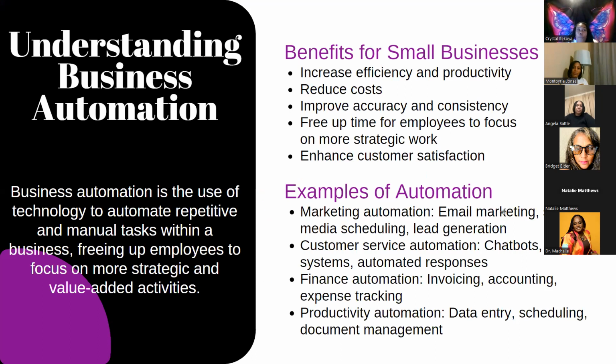So, first, we're going to start with what is business automation? You know, we hear this word all the time, and some people get confused about what that looks like, how they automate their business, and how much it involves. Business operation automation is the use of technology to automate repetitive and manual tasks within a business, freeing up employees to focus on more strategic and value added activities.